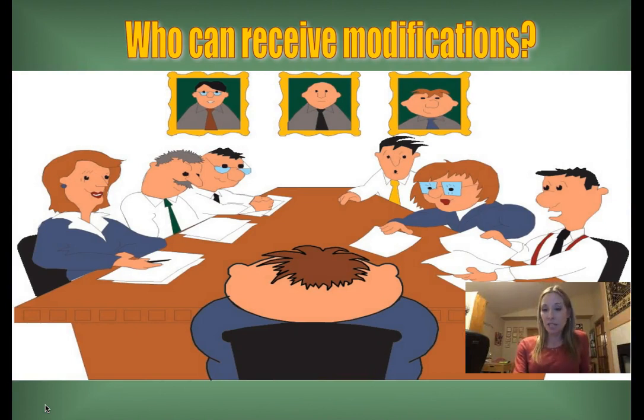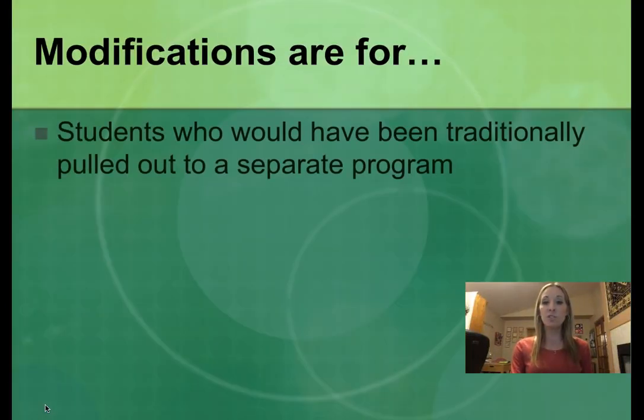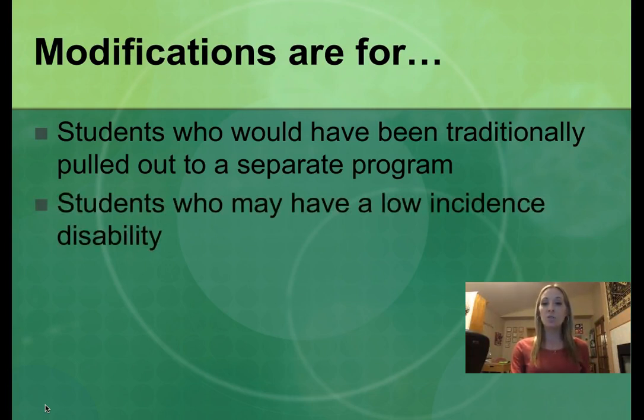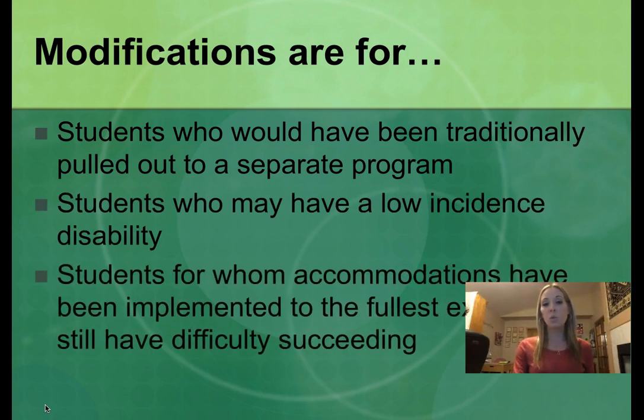So who can receive modifications? Those are for students who have been traditionally pulled out, maybe in a separate program, or students who may have a low incidence disability, so they might have more significant needs. Also students for whom accommodations have been implemented to the fullest extent and who still have difficulty succeeding. This is when the rubber really meets the road. If you've been providing ample opportunities for accommodations in a classroom and that student is still struggling, then we need to look at changing it a little bit more and giving them more of an opportunity to be successful by changing and modifying that curriculum.